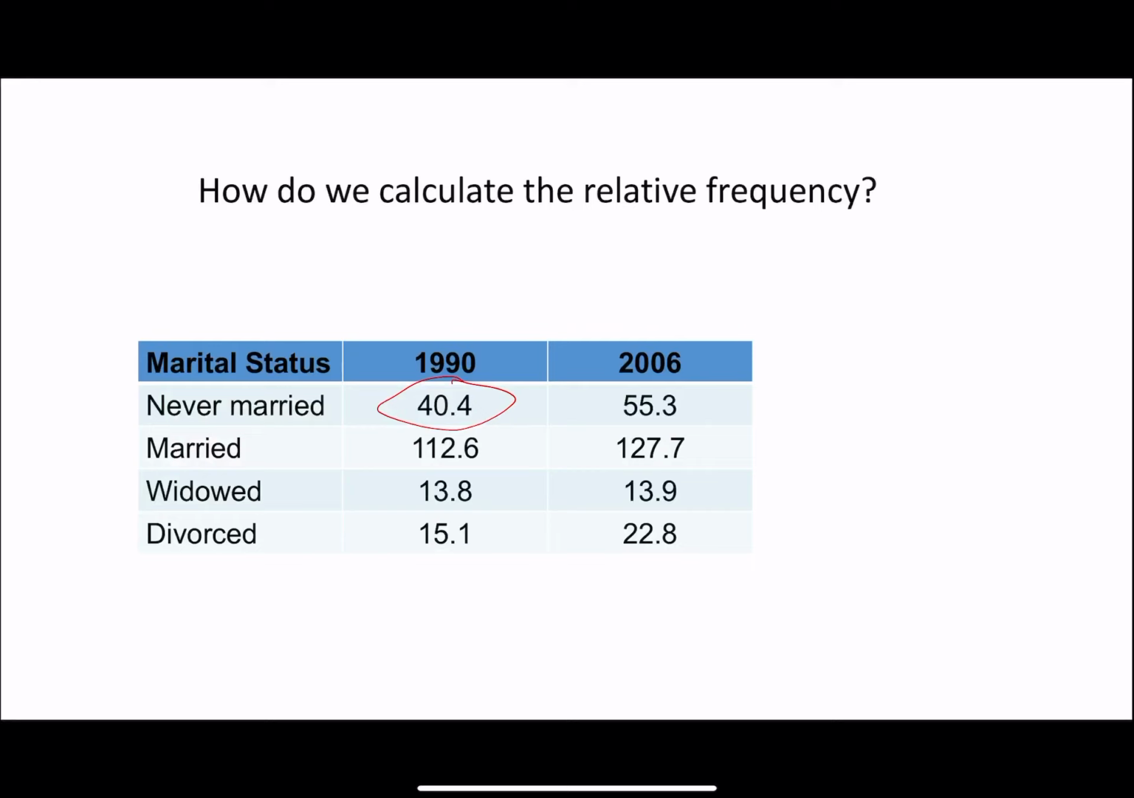Then I would do the same thing with 2006. I would add all of these together, take each one and divide it by that total. So for this here, it'd be 40.4 divided by 181.9, 112.6 divided by 181.9. You get the picture? That's what we're doing here.